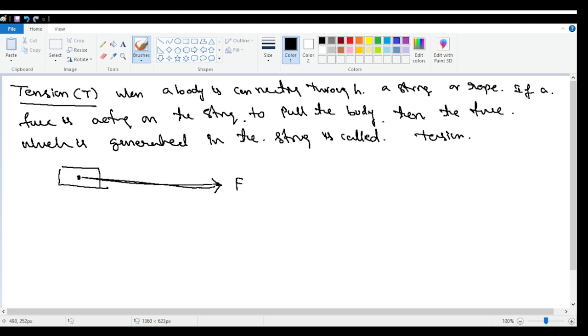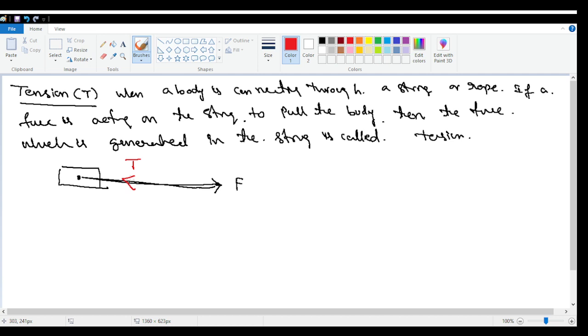With the help of this string, definitely some opposite direction force will be generated. The force generated on the string is named the tensile force, that is the tensile force of the string. T is very important, that is the string. Some important points we need to remember.